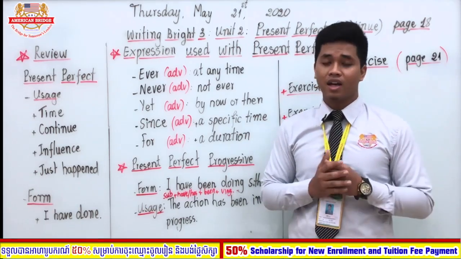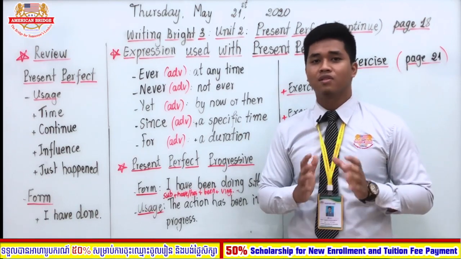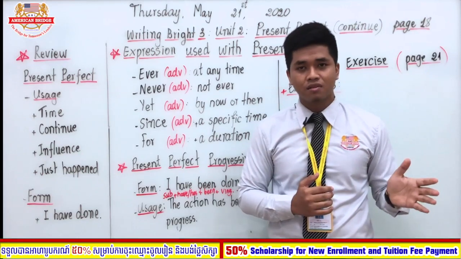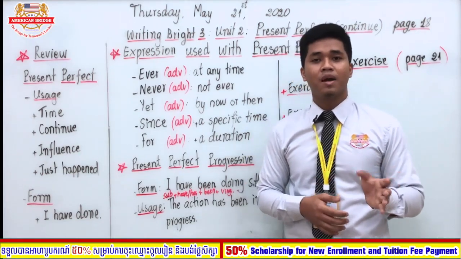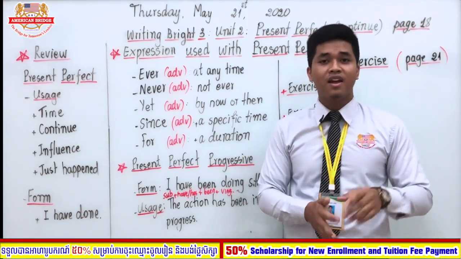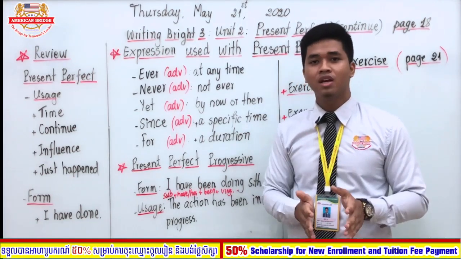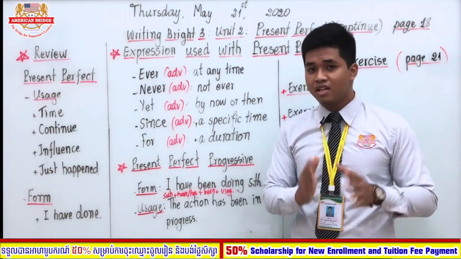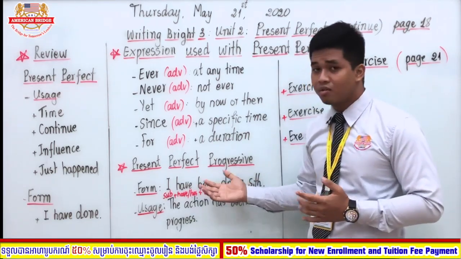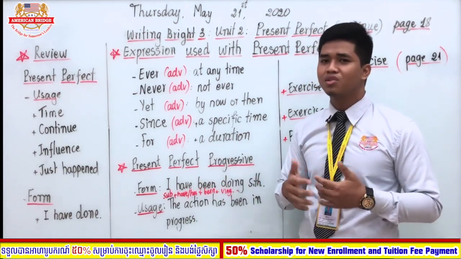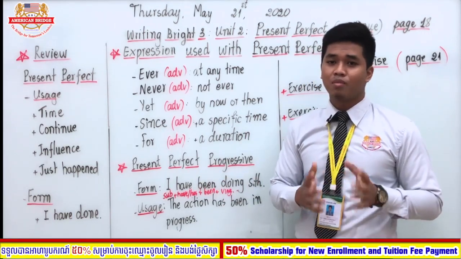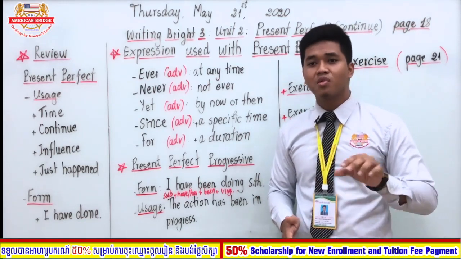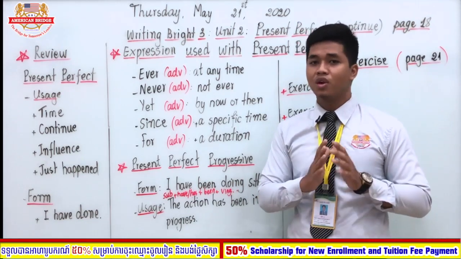Let me clarify that again. We use present perfect progressive to talk about an action that happened in the past and continues up until the present, and that situation is happening when I am speaking. Okay, so you get the idea of present perfect progressive. It is similar to the present perfect simple, but the difference is that with present perfect progressive, you can see the situation is happening in front of you when you are speaking.